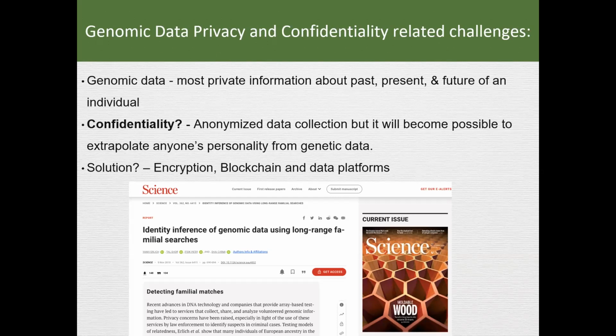A solution to data privacy concerns with tech giants is that encryption techniques are available, blockchain is being used by many data storage companies, and there are data platforms enabled with the best encryption techniques.